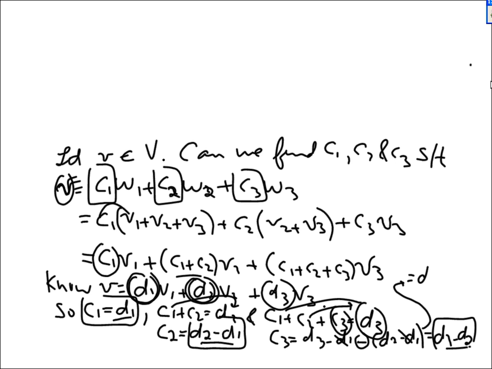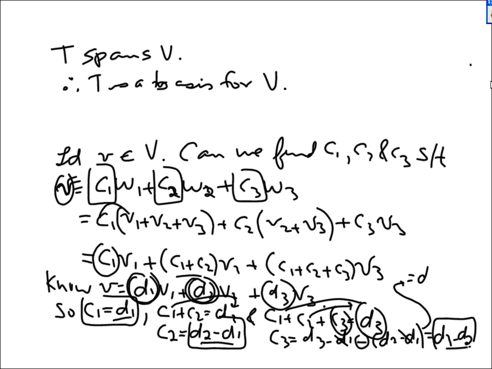So T spans S. I meant to say the span of T is V. T spans V. Combining with T is linearly independent, we can now say T is the basis for V. Therefore, T is a basis for the vector space V. T is linearly independent, and T spans V. T is a basis for V.